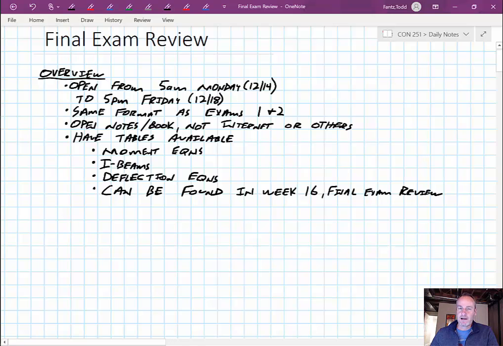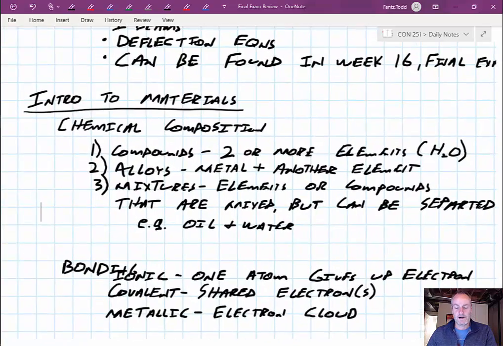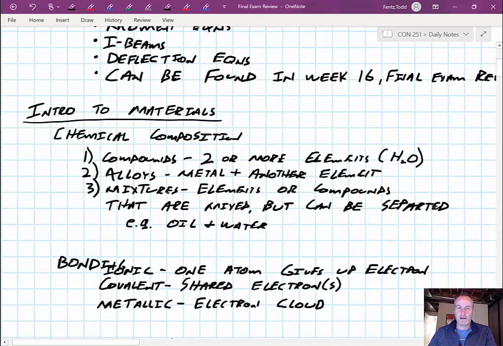Let's get into the content for each individual section. So the first thing that we talked about was what I was calling intro to materials. These were done via PowerPoint. You can go through and look at those. I just tried to highlight everything in there. There's a lot more information in here, probably more detail than we need, but it's good to go over.